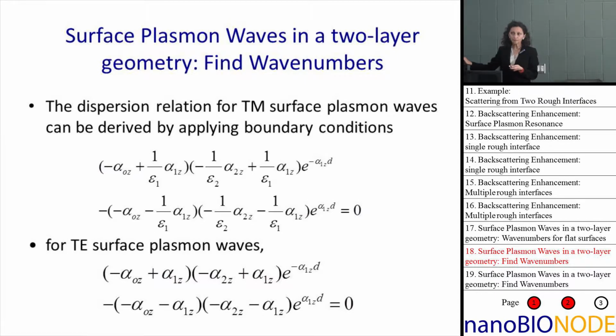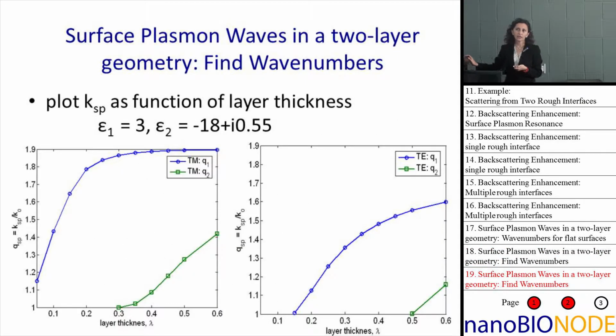Now, these are discrete modes, and if you solve them graphically or numerically, this is an example of what you would get. This is for the TM case, that's for the TE case. On the horizontal axis is the layer thickness, and over here, this is the actual value of the K value for the surface plasmon wave. So here, I'm showing you two of these modes as a function of layer thickness. As for the TM waves, there's always a surface plasmon. You can always find the surface plasmon mode.